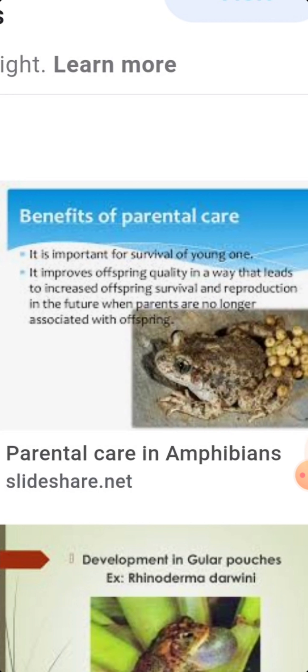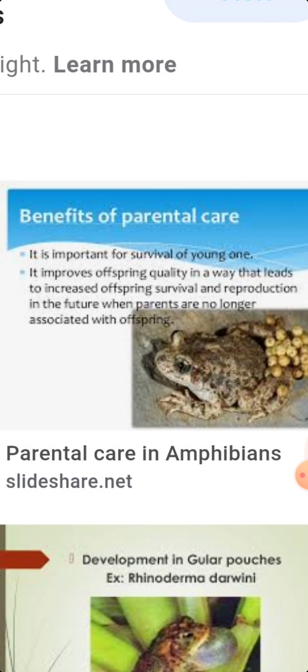They have their own selves, they are themselves. In the amphibians, they have to build the nests and make mud nests, and these are all the parental care in the amphibians. Once again, we recapitulate, or go through, the parental care in amphibians.